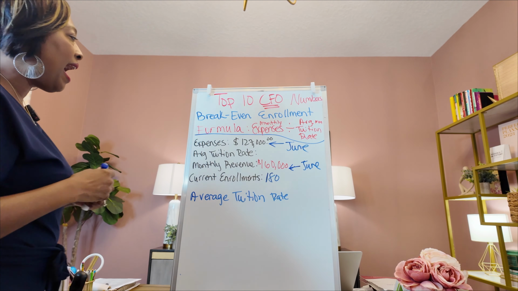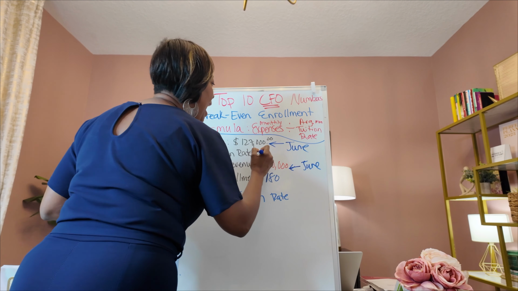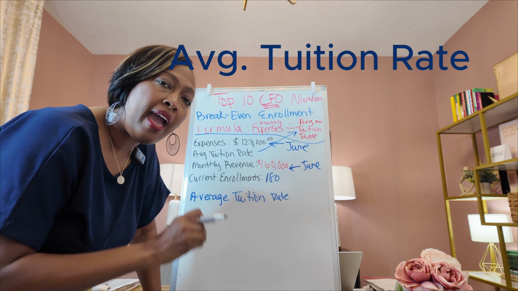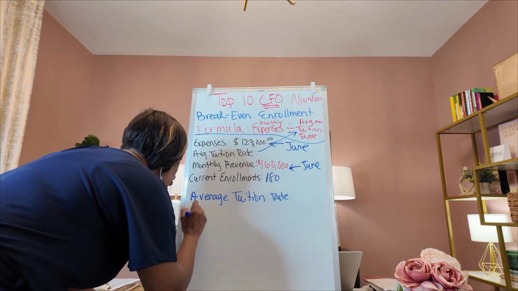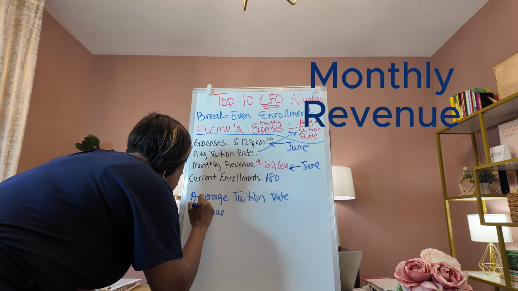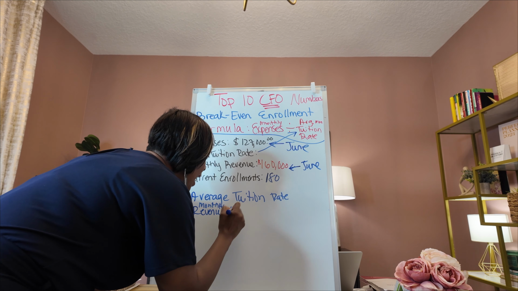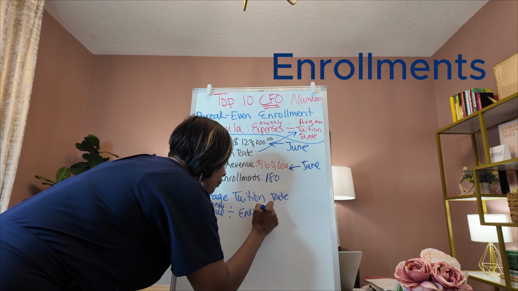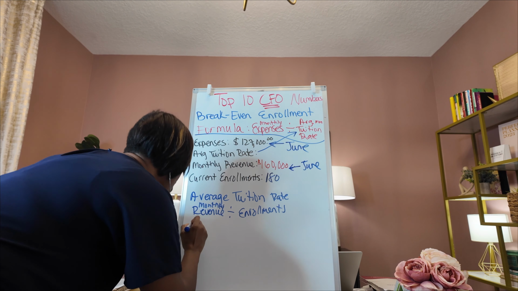So now I have to figure out for my formula, what is my average tuition rate? The way that you figure out your average tuition rate, you're going to write down your total monthly revenue divided by your number of enrollments. Okay? So what was my monthly revenue?